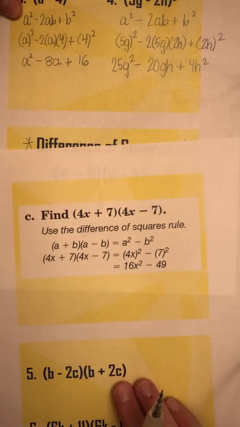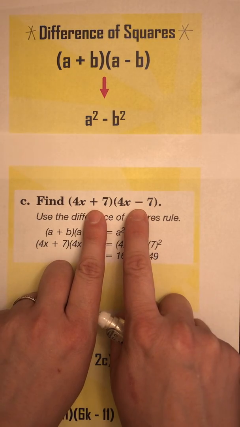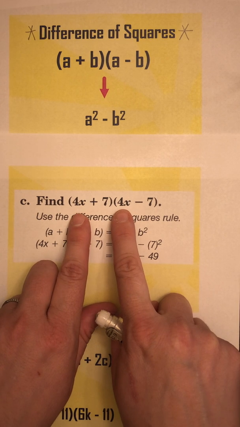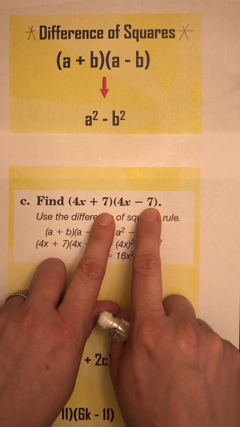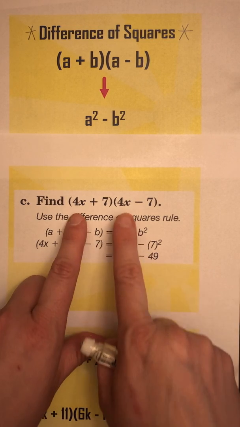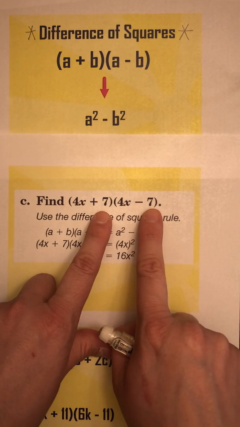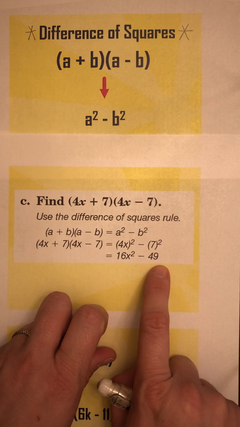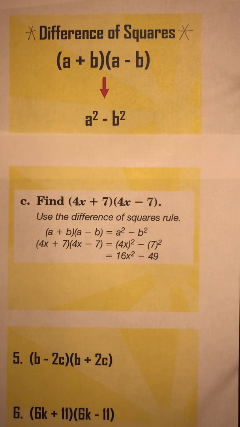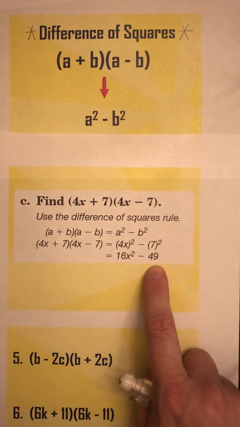So let's see how it works with this example right here, letter C. So again, notice one of these has a plus sign, one of them has a minus sign. What's in front of the plus and minus sign is the same. It's both a 4x. And what's behind them is the same. It's a 7. So according to the pattern, which is a squared minus b squared, the 4x is going to be your a because it's in the front of the parentheses. The 7 is going to be your b because it's at the end of the parentheses. Not a -7, just a 7. We're looking at what is behind either the plus or the minus sign. So we're plugging it into the pattern and we end up with 16x squared minus 49.